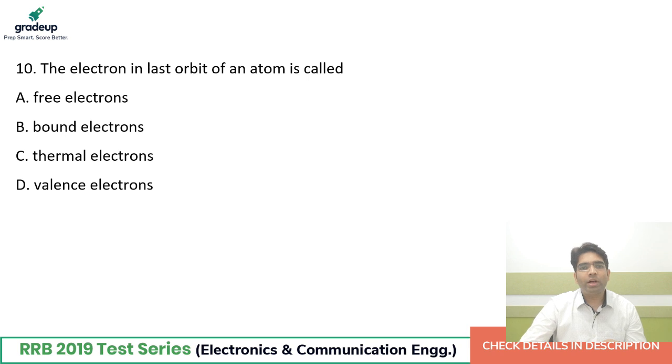The electron in the last orbit of an atom is called. What is the electron in the last orbit called as? Valence electrons. Correct. These are called as valence electrons. Thermally generated electrons are the electrons that have broken the covalent bond and came out of that energy state to conduct. Okay. Correct option.